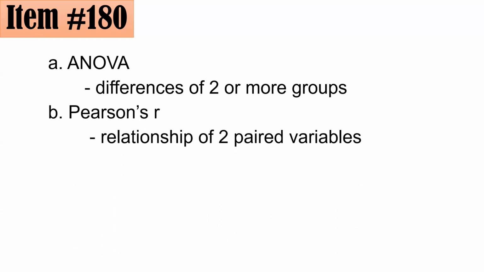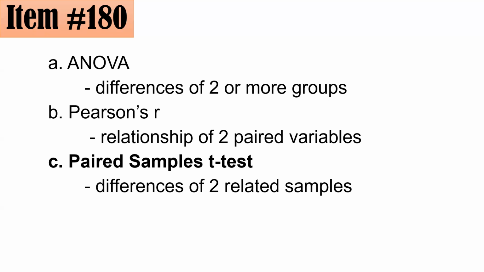Yung Pearson's R po, it's actually about the relationship ng dalawang paired variables. Halimbawa po, may relationship ba yung height ng tao sa kanyang weight? So it's not about differences, but Pearson's R is for determining if there's a significant relationship between two sets of paired data. Paired samples t-test, if there's differences of two related samples.